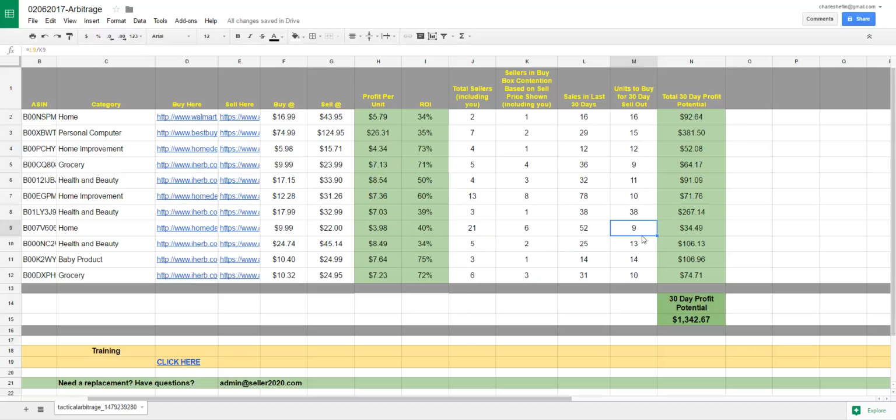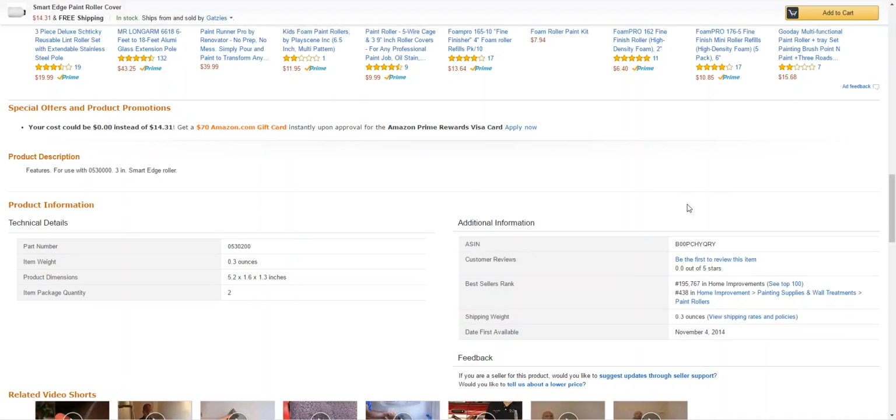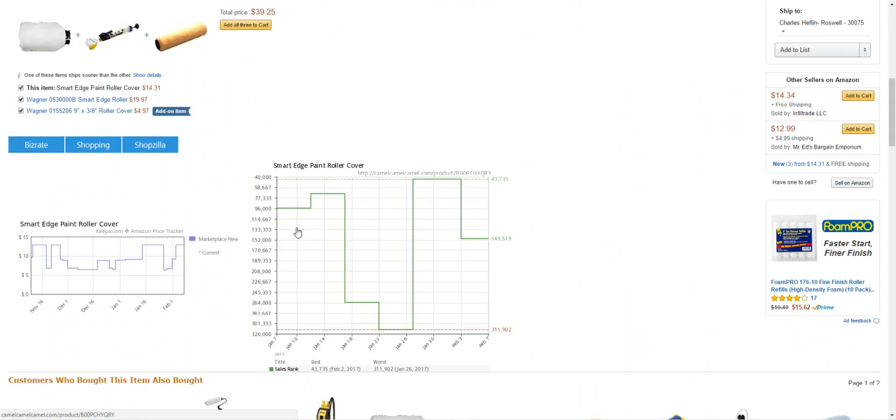And you can go further out too. Some people go 60, 90 days, entirely up to you. But we estimate it here based on a 30-day sellout. So, for example, I could look at the BSR of this particular product. It's 195,767 in home improvements, which a lot of people might stay away from, but I wouldn't stay away from it. Why? Because I can come over here and look at Camel data, and whenever you see humps, whenever you see activity here, that means that the item is selling without question. It's moving.